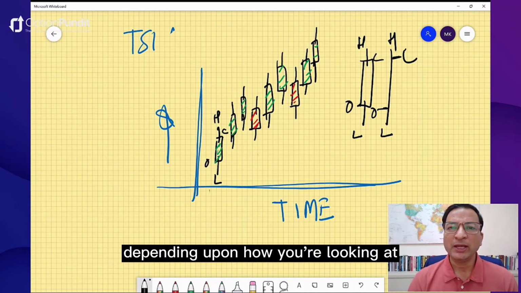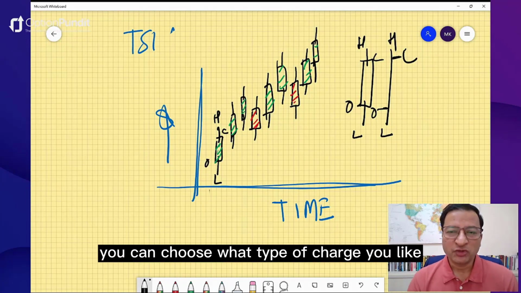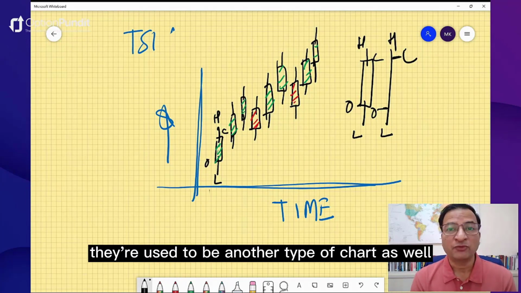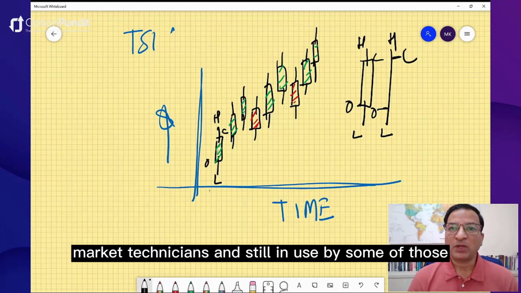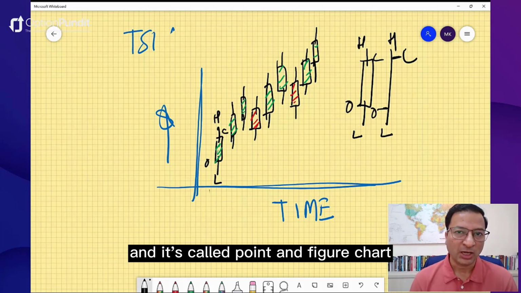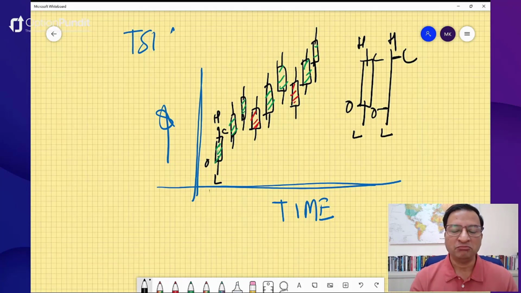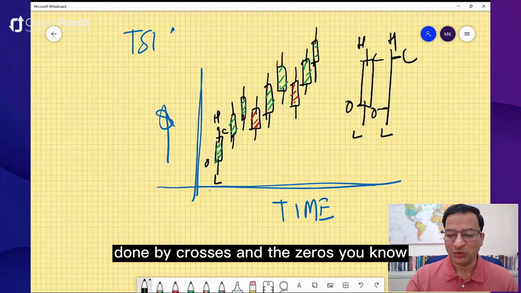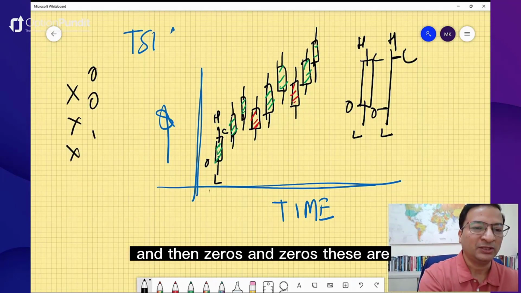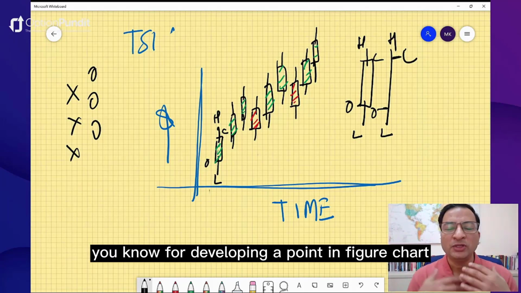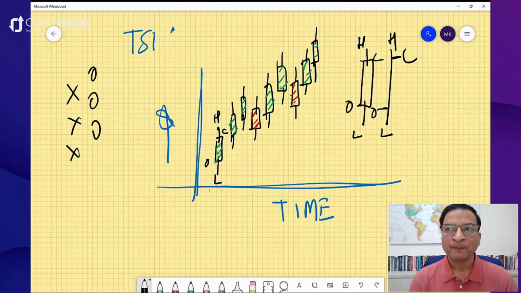Depending upon how you're looking at it, you can choose what type of chart you like. There used to be another type of chart as well, which was used by old market technicians and is still in use by some of them, and it's called the point and figure chart. Those are done by crosses and zeros, like crosses, crosses, and then zeros and zeros. These are for developing a point and figure chart.